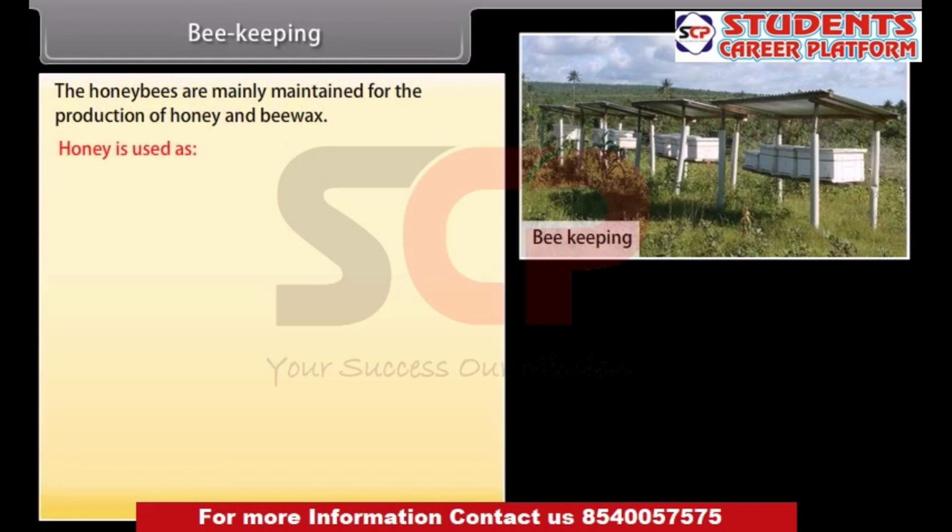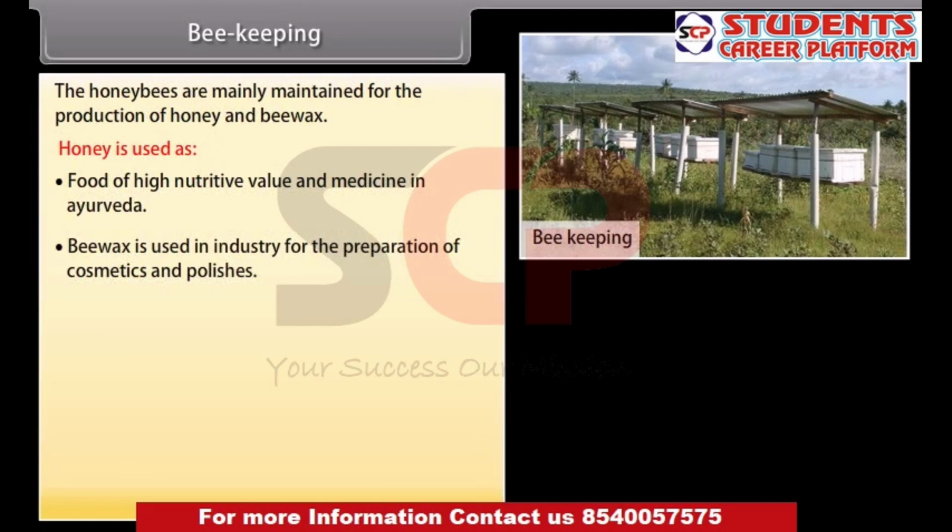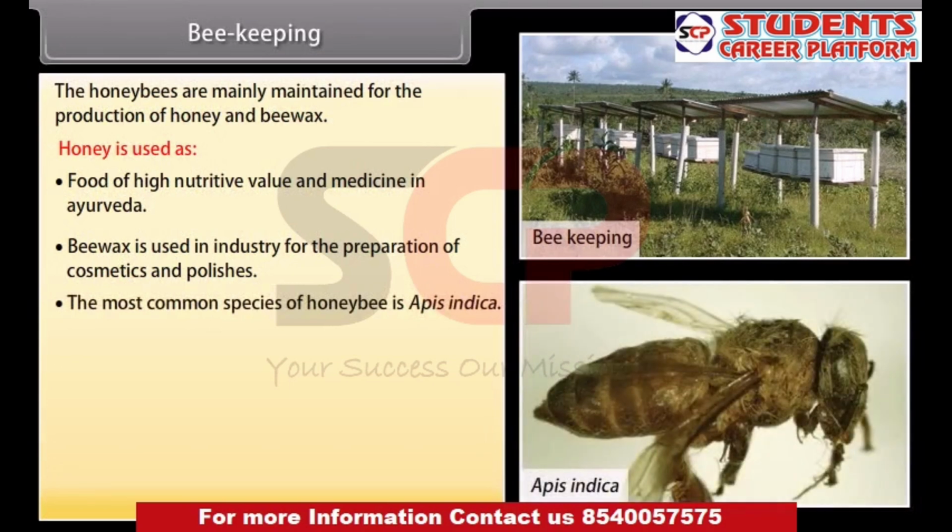Honey is used as food of high nutritive value and medicine in Ayurveda. Bee wax is used in industry for the preparation of cosmetics and polishes. The most common species of honeybee is Apis indica.